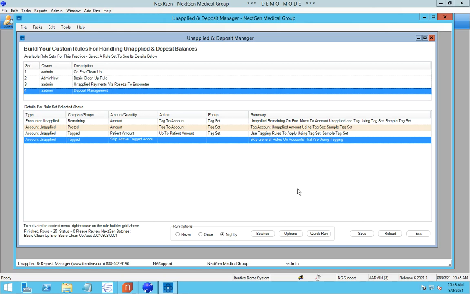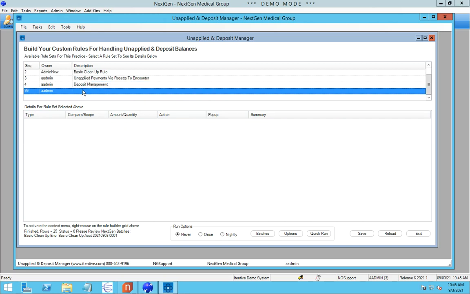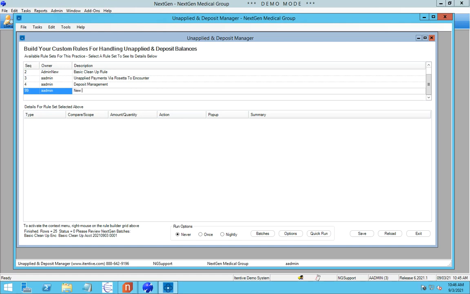The Unapplied Deposit Manager is normally installed into your test environment first, and we'll go ahead and work with you on setting up your initial rules. We'll sit down and talk about what you want to accomplish first and what you want to accomplish long term. As I showed you, the rule building is relatively easy. We can go ahead and add a row and call it new rule.